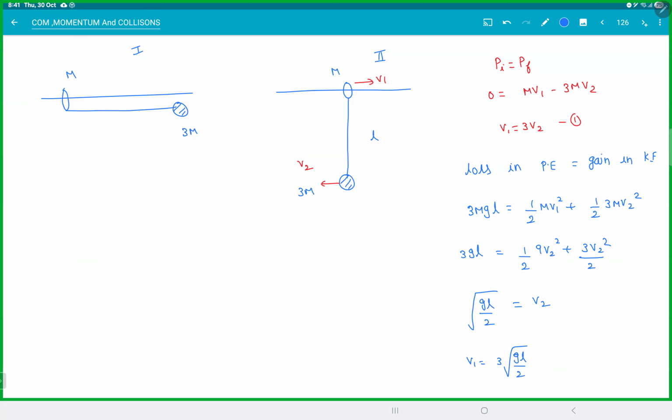Next thing, you're asking for tension. Any doubts on this? Check your conservation, see where it went wrong. Now, the second part.